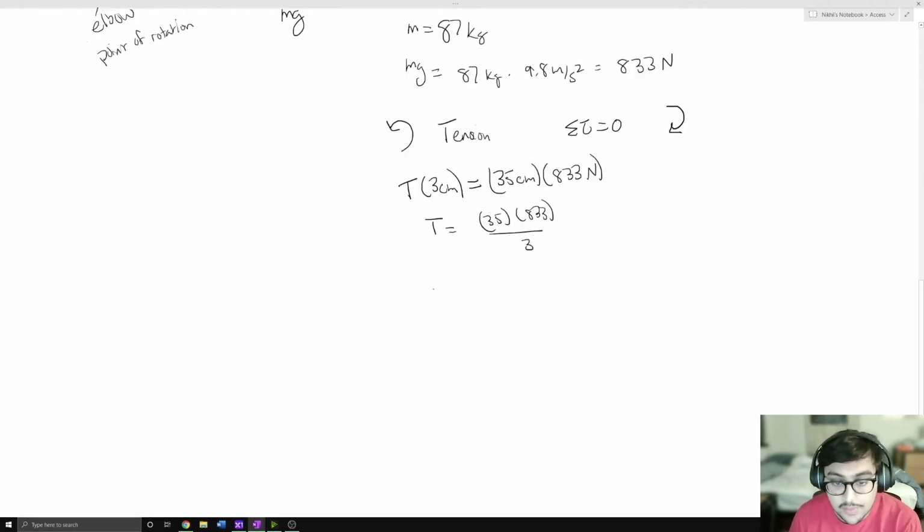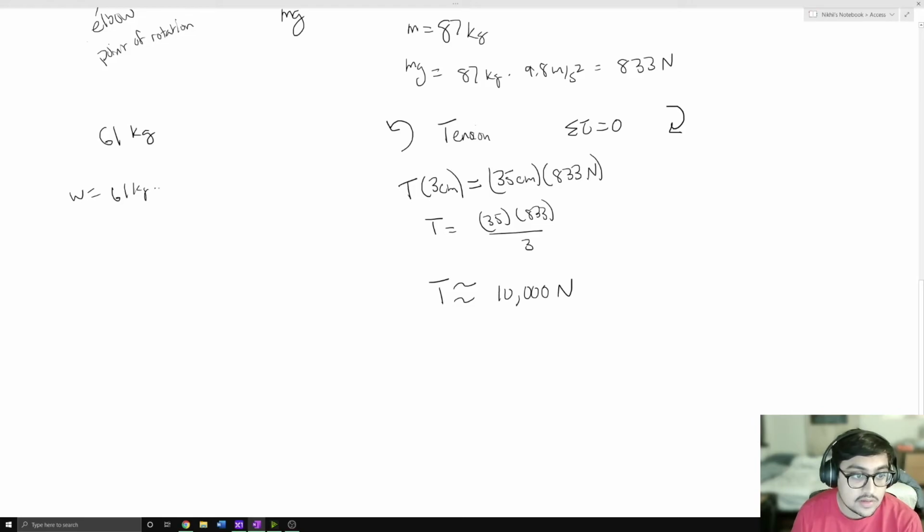So this tension, whenever we calculate it, is going to be almost around 10,000 newtons, which is a little bit hard to put in context. So let's look at what the most any human was ever able to bicep curl, like a single dumbbell. The most they were able to do was a dumbbell that weighed 61 kilograms. So whenever we think about the weight of this, we're going to take 61 kilograms times gravity, which is 9.8, and this is going to be around 600 newtons.